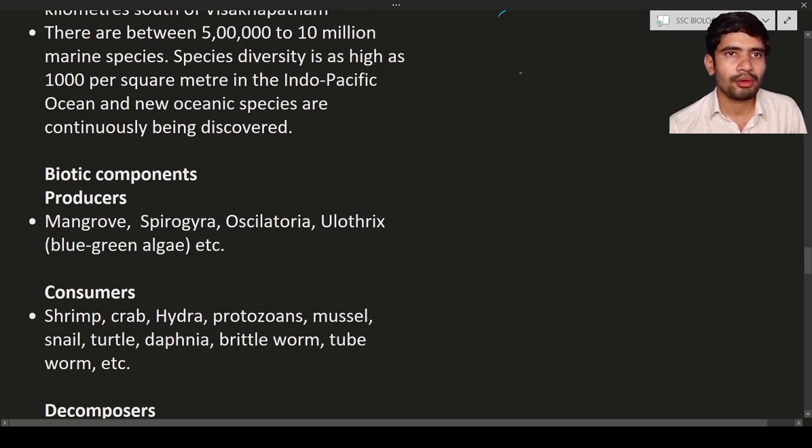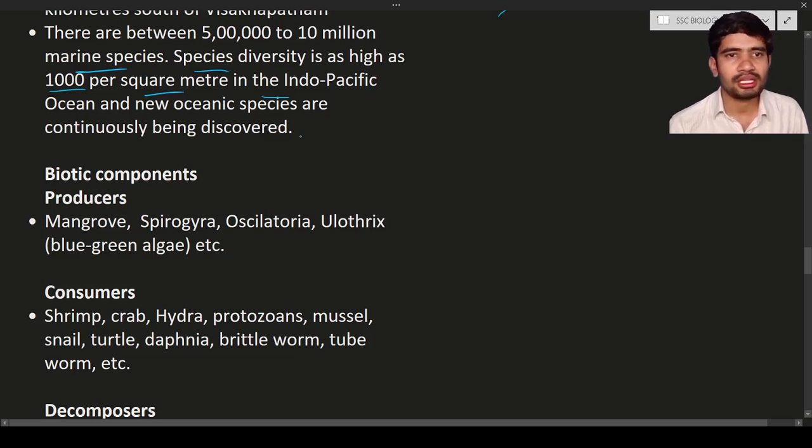So there are about 5 lakh to 10 million marine species. Marine species are nothing but organisms which live in salt water. They are known as marine species. The species are diverse, as high as 1,000 square kilometers in the Indo-Pacific Ocean and so on. So this is about the marine ecosystem.